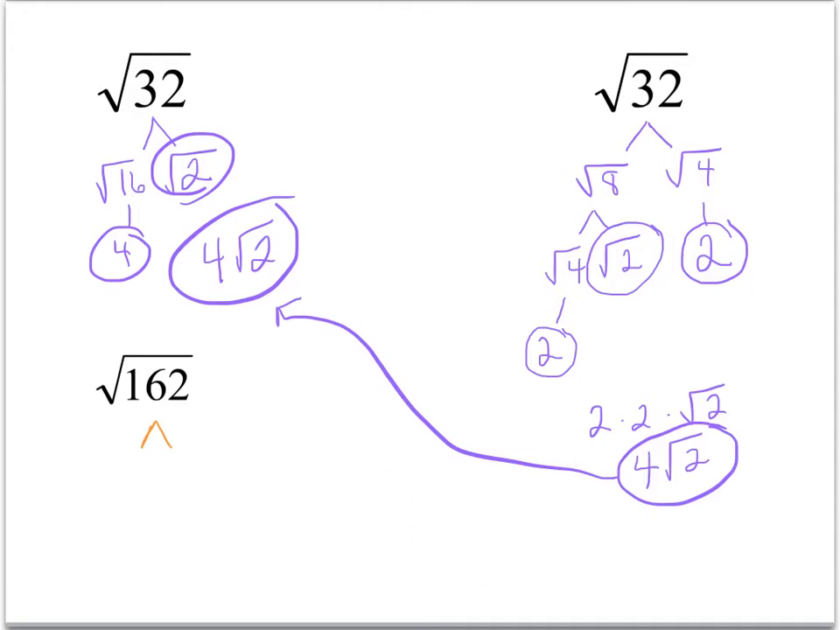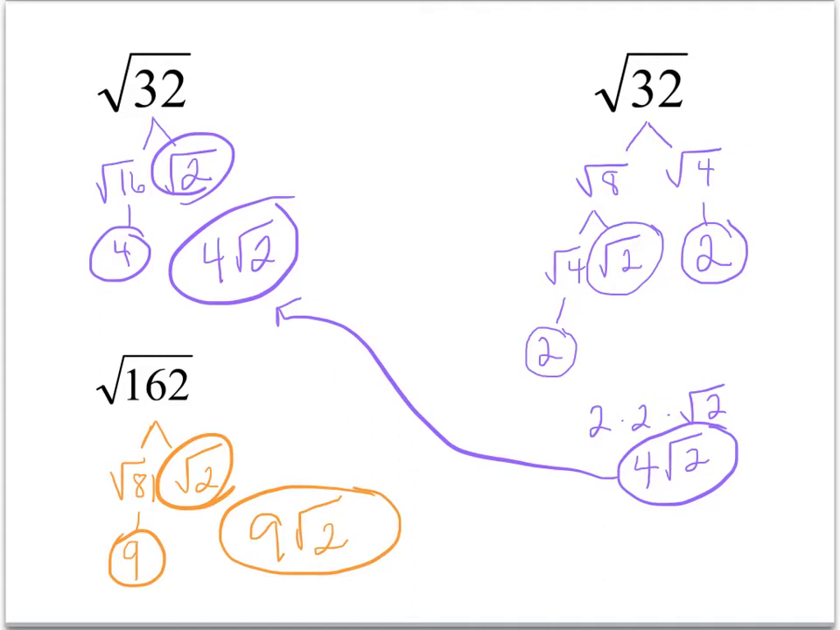Square root of 162, next example. This is a little bit bigger number. So if you think about it, you think, well, what perfect squares can go into 162? Well, it just so happens that the square root of 81 times the square root of 2 is equal to the square root of 162, and the square root of 81 is 9. So I'm going to circle those 2, and my final answer, simplified, is 9 root 2.